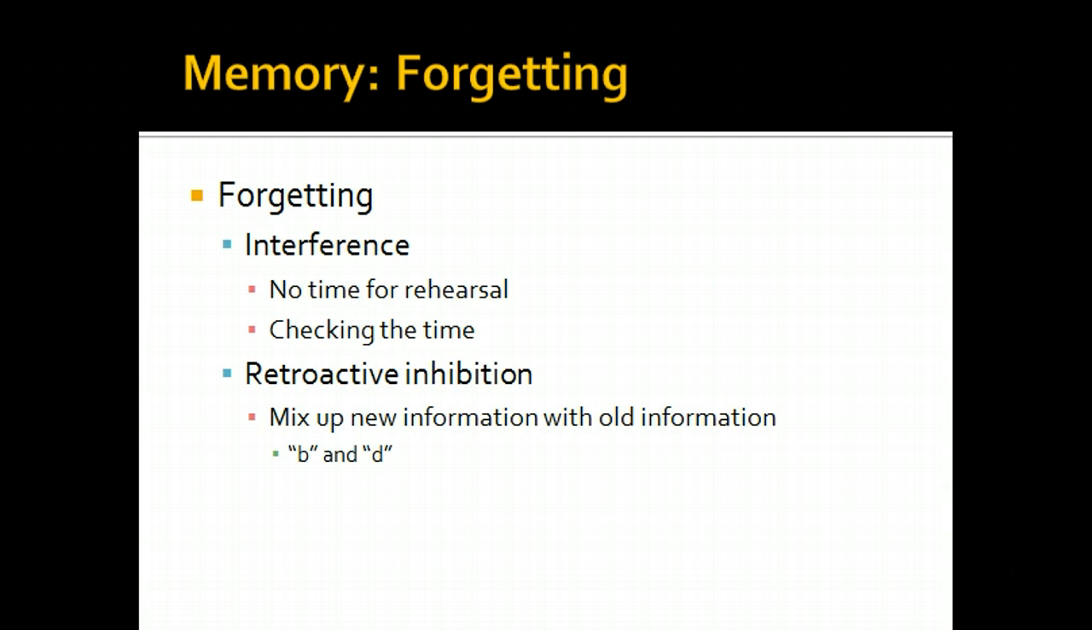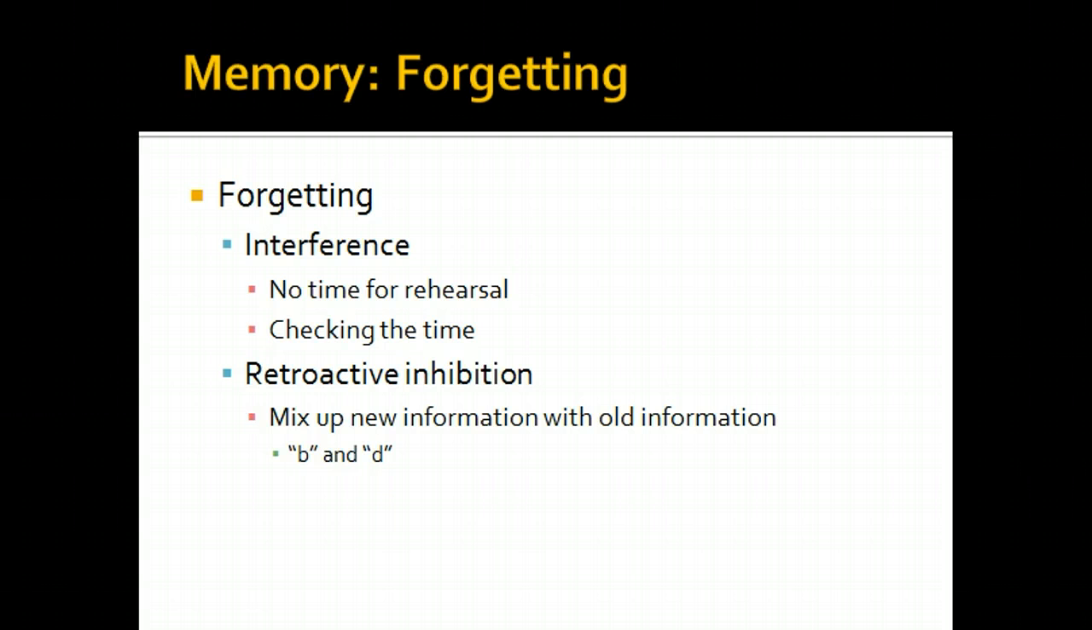One problem with our memory is that sometimes we can forget. And there are some reasons why forgetting occurs. And a big one is something called interference. And interference happens when you don't have any time to rehearse the information. So we talked about rehearsal. You can move something from your sensory register into your short-term memory by going over that information over and over again in your head. If you don't have any time to do that, then it's just going to leave. It never makes it into short-term memory.